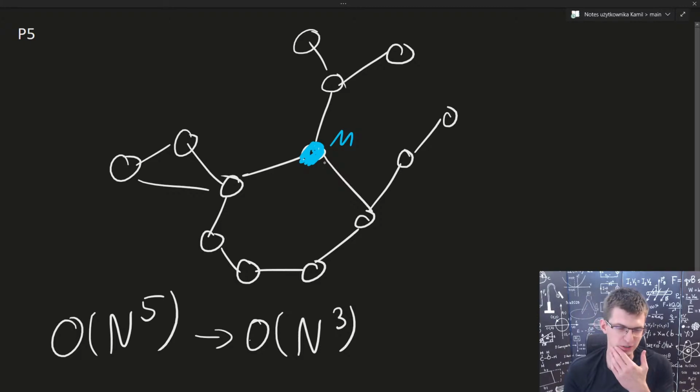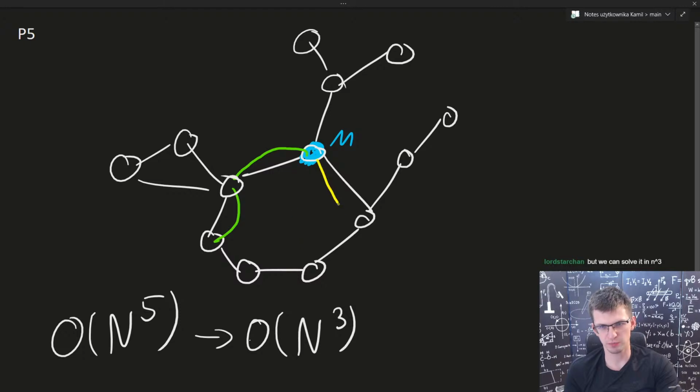And what is the bit in the middle here? We consider paths going out of this node and continuing. This is one example path. And we can combine it with some other path of length 2, like this one or this one. If you count paths with two edges going out of M, you know how many possible pairs there are of such paths.